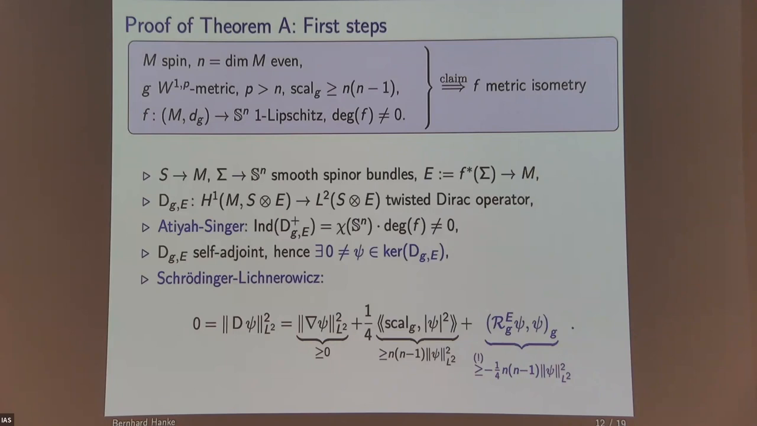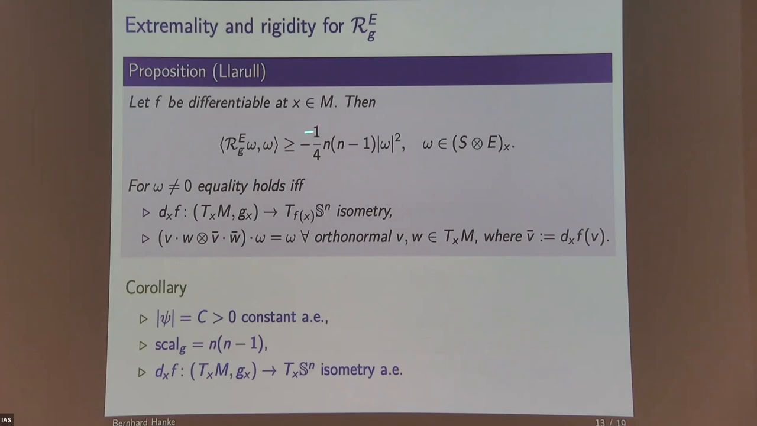And this means that the only way that this can hold is that we have equality everywhere. So we are in the limit situation, and in particular, the scalar curvature of g has to be equal to n times n minus one in the distributional sense. And then we have this last term here, which also tells us that this inner product must be exactly equal to minus one fourth times n times n minus one times the L2 norm squared of psi. And so from this property, we can derive that the original map F has to be an isometry, but not quite. And this will create a lot of trouble, as we will see on a later slide. So let's look at this last term, this curvature term.